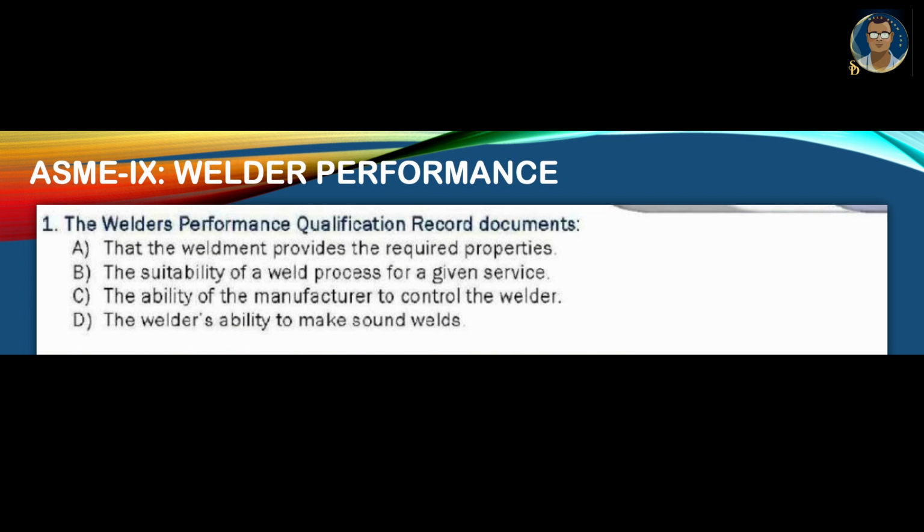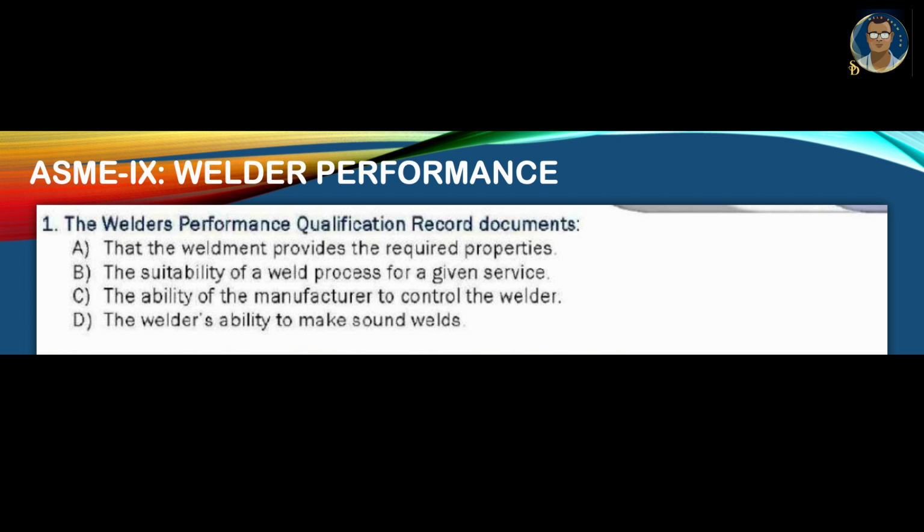Question number 1. Let us discuss some frequently used questions. The welder performance qualification record documents what? Option A, that the weldment provides the required properties; the suitability of a weld process for a given service; the ability of the manufacturer to control the welder; and the final option, the welder's ability to make sound welds. So the answer will be D.